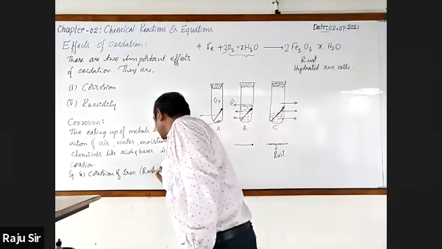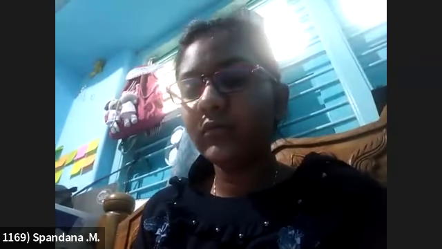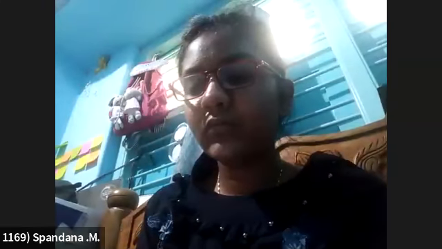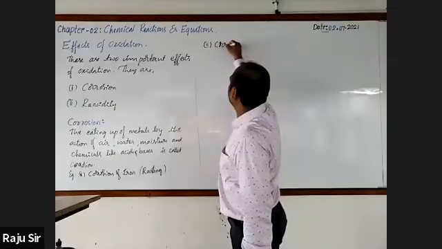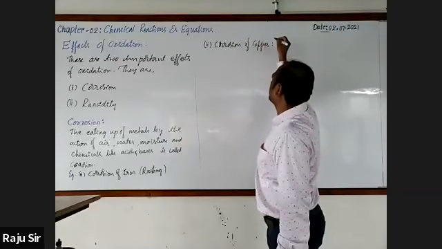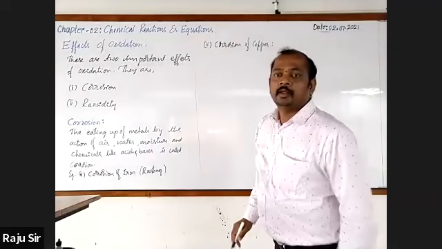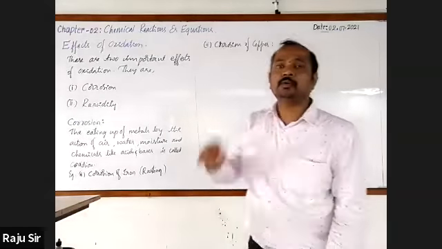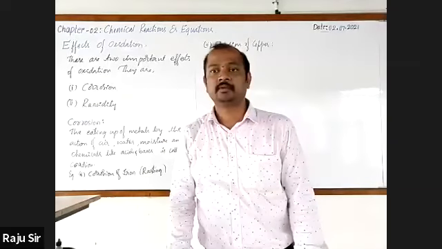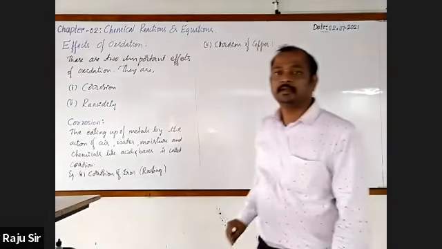Then separate rusting. Second one is corrosion of copper. Now you tell how copper gets corroded. Under what condition? Anybody?